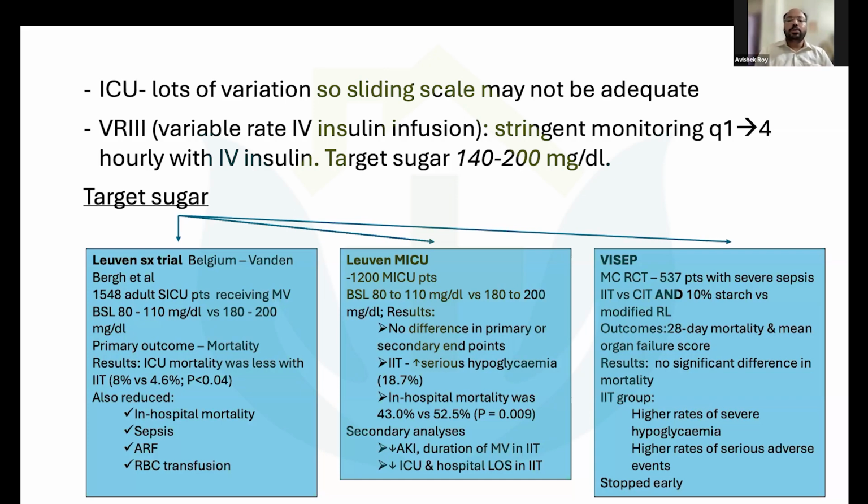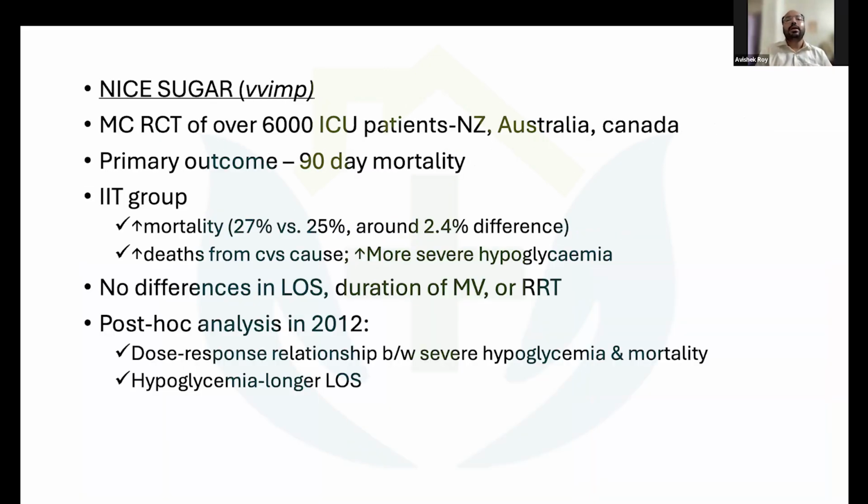One is VISEP, which was a 2x2 factorial trial, where they compared the use of starch versus crystalloids and intensive versus a liberal kind of sugar management strategy. And they found that between the two strategies there was no significant difference in terms of mortality, and there was higher incidence of hypoglycemia, severe hypoglycemia, and seizures in intensive insulin therapy. Now, this is the first trial which showed that whatever the previous trial showed probably isn't that much true. And then came the biggest trial regarding this topic.